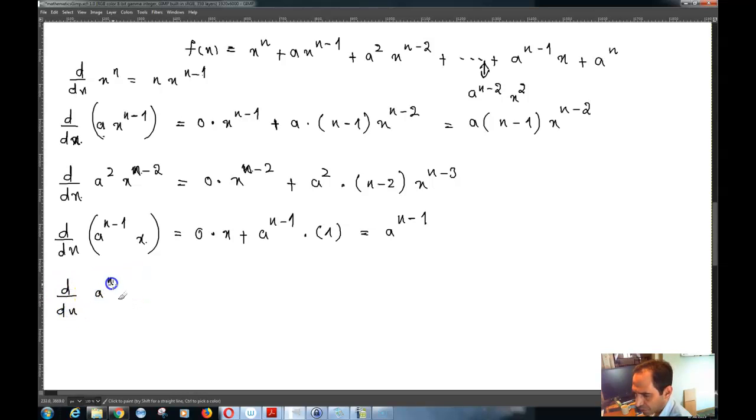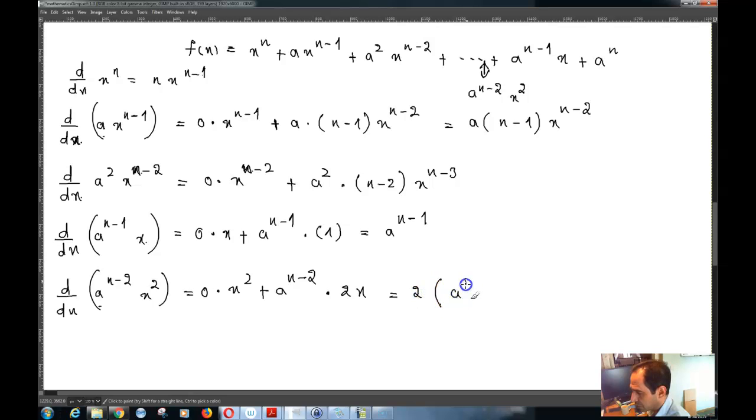a raised to the power n minus 2 times x raised to the power 2, and the derivative of that would be the derivative of the first function, 0, times x squared, plus the first function a raised to the power n minus 2 times the derivative of the second function, which is 2x. So I can write this as 2 times a raised to the power n minus 2 times x.